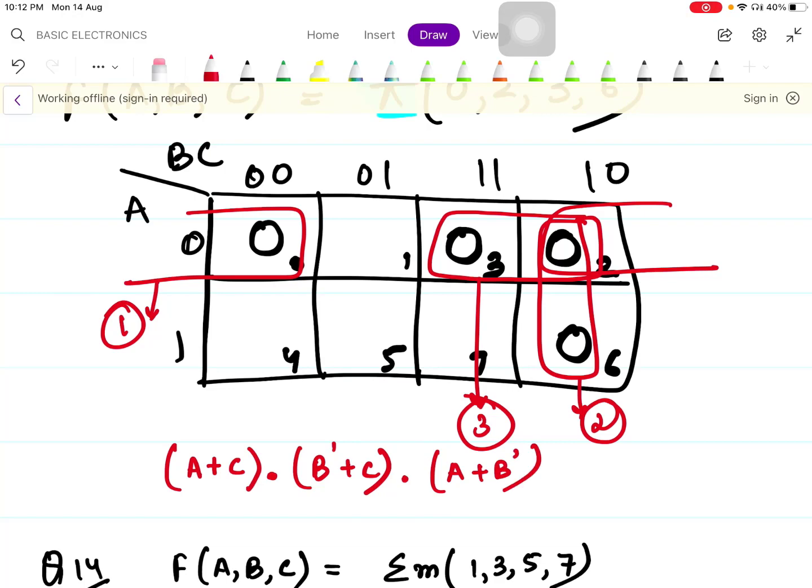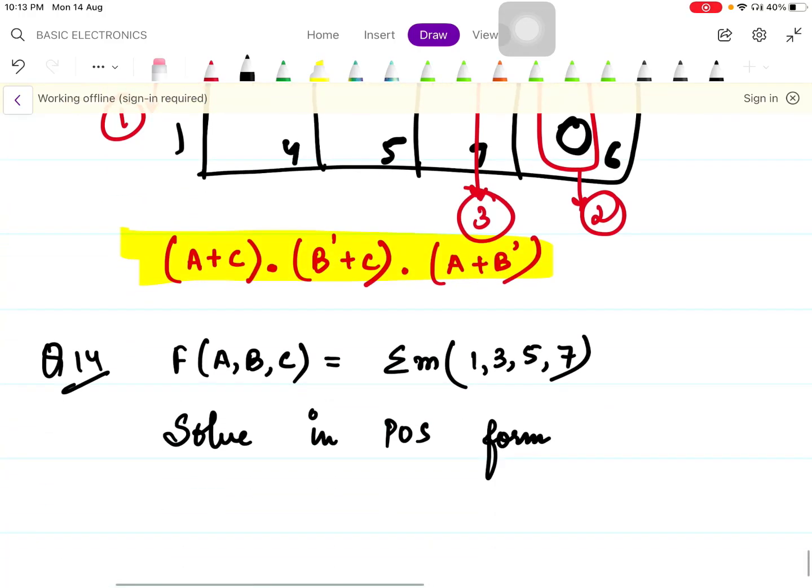So I hope that you have understood how to solve the product of sum form. This is the answer for the product of sum form. Now let's move on to the next question.